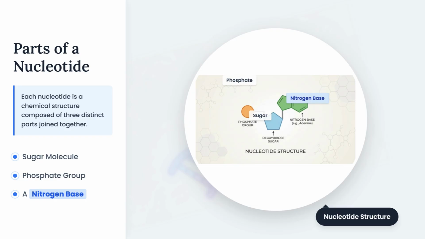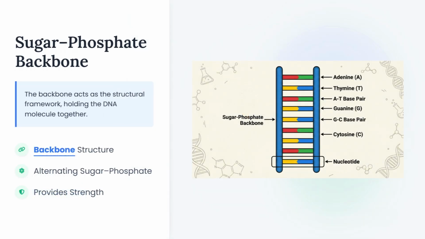On the other side of the sugar is attached the nitrogenous base. This is the most important part, because it is the sequence of these bases that actually codes for genetic information. There are 4 different types of these bases in DNA. Together, the sugar and phosphate form the backbone, while the base sticks out like a protruding letter. Now that we know the parts of a single nucleotide, let's see how they connect to form a chain.